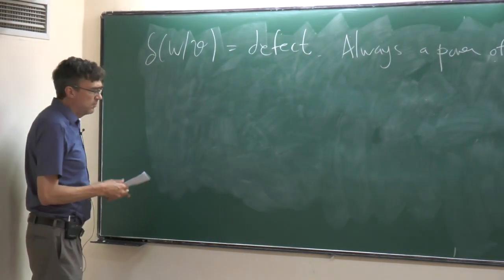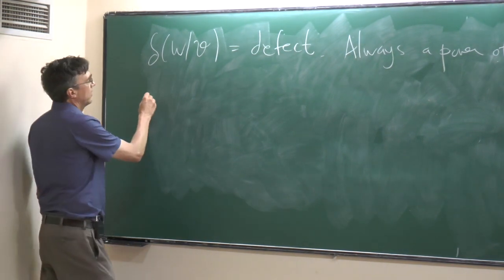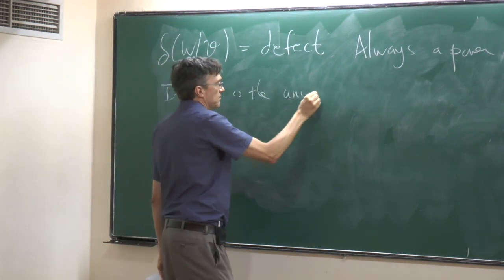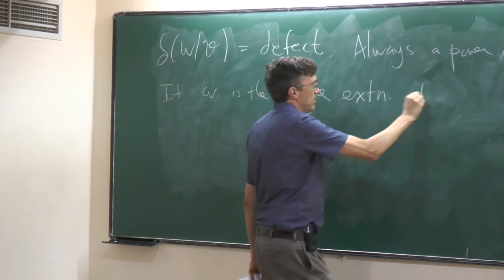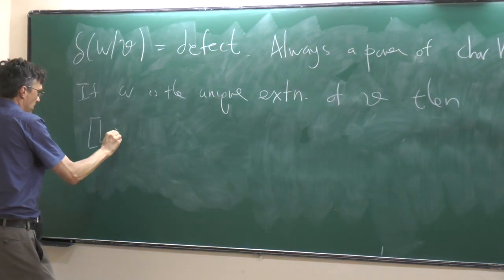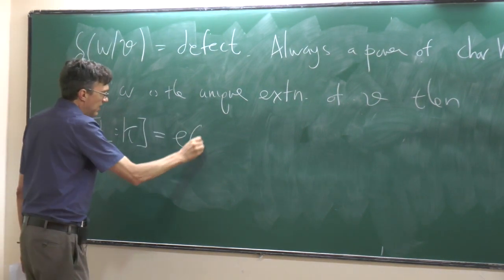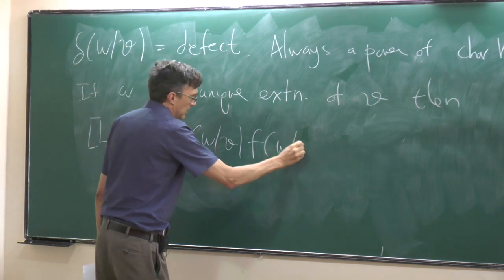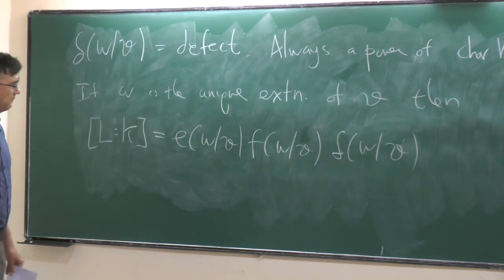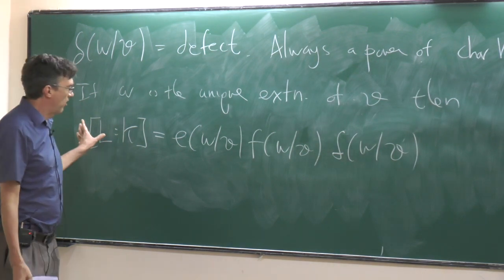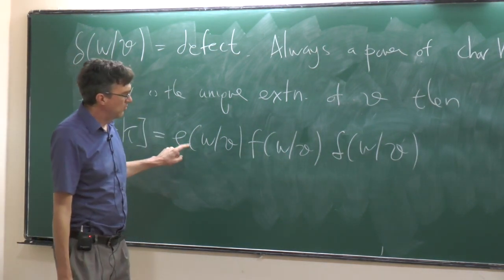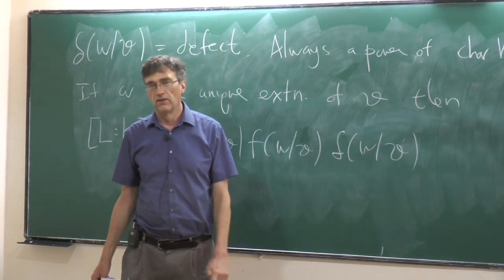In that case, there's a formula for it by Ostrowski, which is that if omega is the unique extension of nu, then one has the formula that the index of fields is equal to E, F, and this defect delta. Okay, so this defect is basically where problems come in. Things tend to work very well using these valuation theoretic techniques until you get defect, and then there are lots of problems.